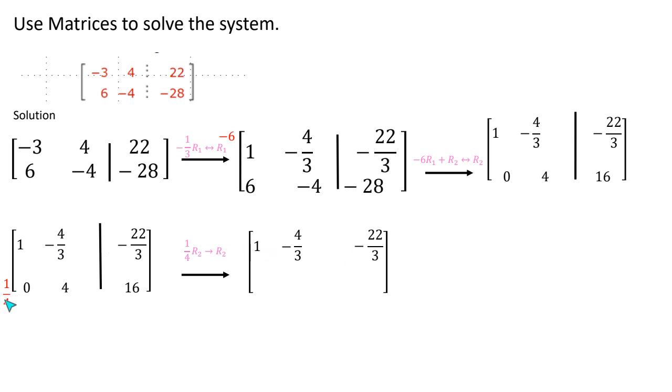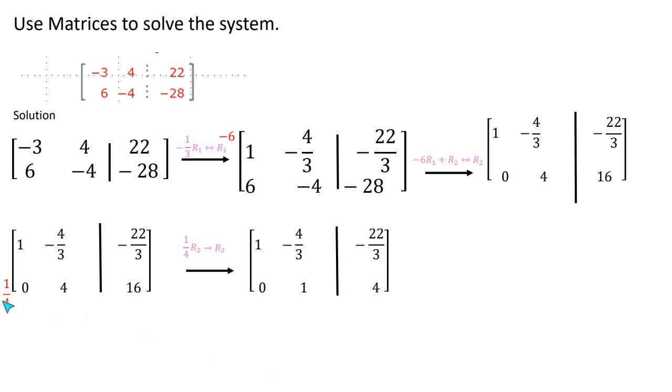And then 1/4 times 0 is going to be 0. 1/4 times 4 is going to be 1. And 1/4 times 16 is going to be 4.